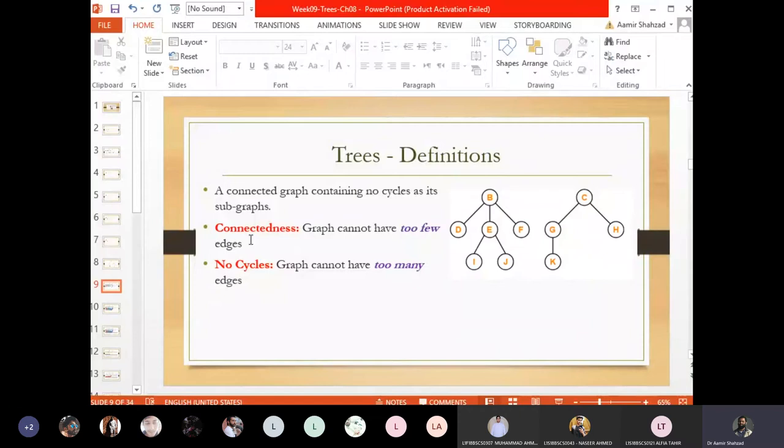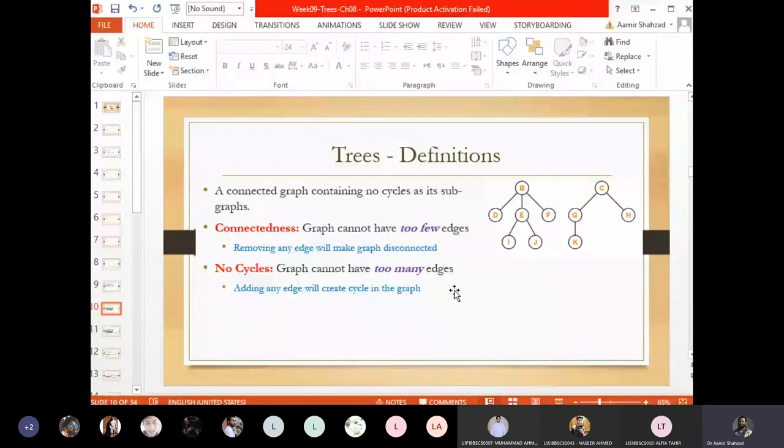If we have n nodes, then we have n minus 1 edges for a tree. So if we remove any edge, the graph becomes disconnected. And if we add any edge, the graph will contain a cycle. So we are standing at a very threshold.